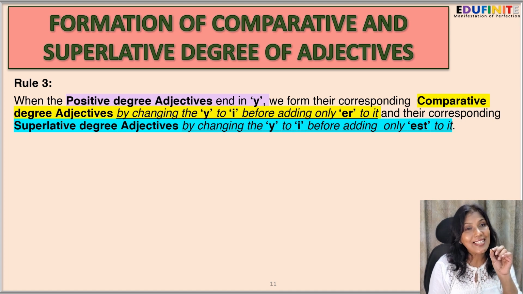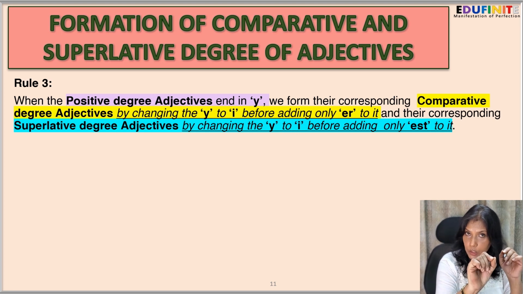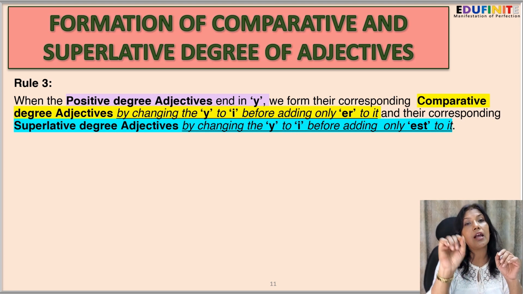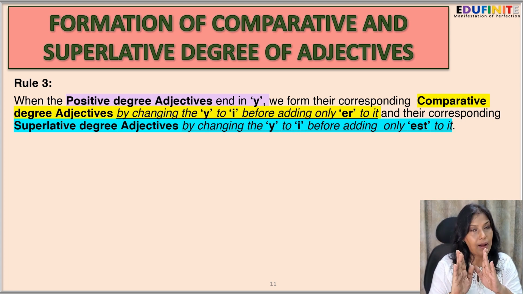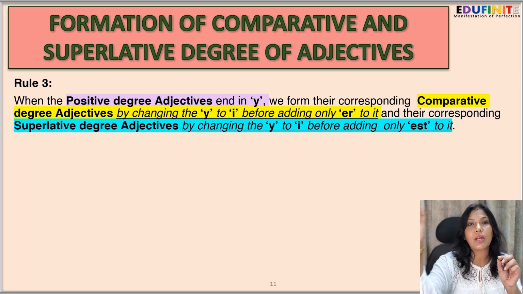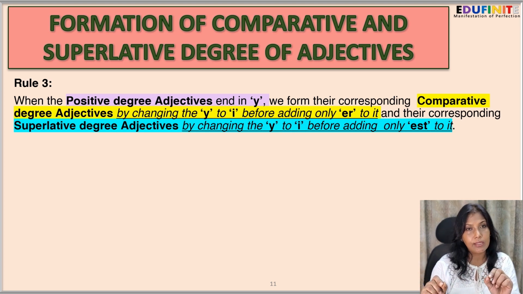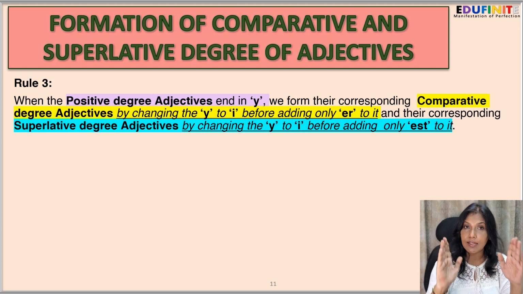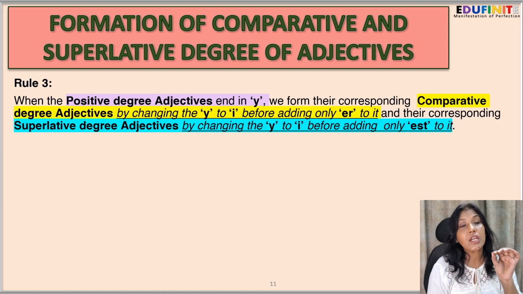So if the word ends with Y, we remove the Y, add I to it, and then add ER. ER is for comparative, but if the word ends with Y, we cannot let it remain like that. We'll have to remove that Y, add an I to it, and then add ER to make it comparative. And similarly, for their corresponding superlative degree adjectives, by changing Y to I before adding only EST to it.